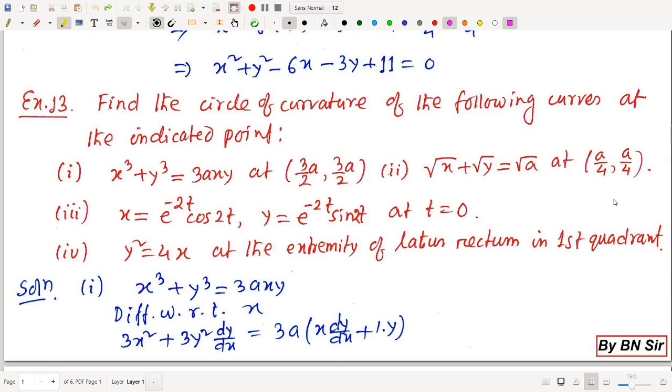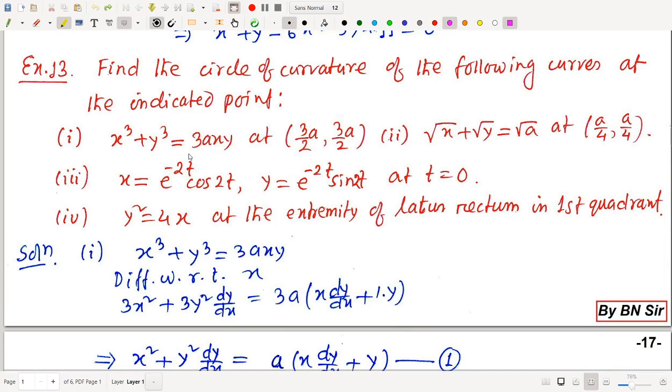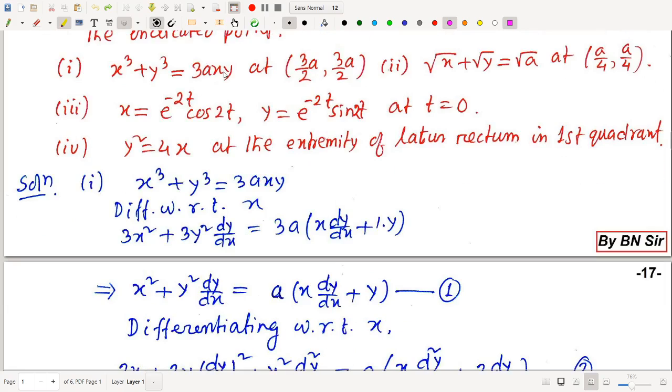Okay. Example 13. Find the circle of curvature of the following curves at the indicated point. The first curve is x cube plus y cube equal to 3axy at the point (3a by 2, 3a by 2). At this point we have to find the equation of the circle of curvature. For this we need to find the coordinates of the center of curvature and the radius of curvature. The second one is root x plus root y equal to root a at (a by 4, b by 4). This number 2 will be left as an exercise for you, similar to Roman 1. 3 and 4 will also be done.